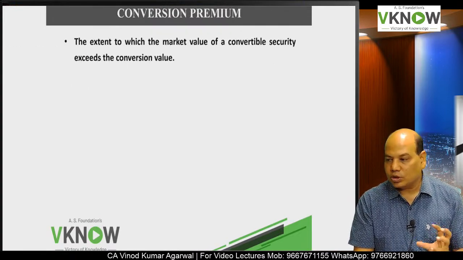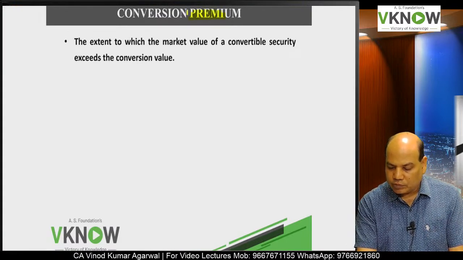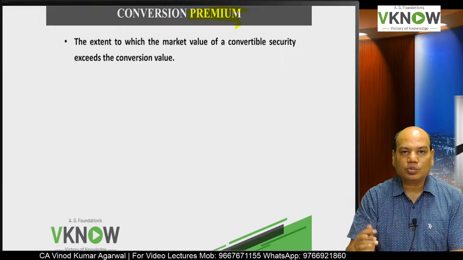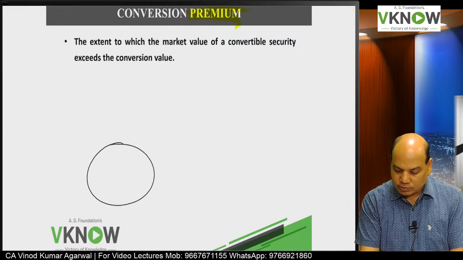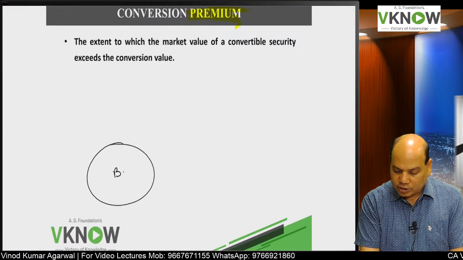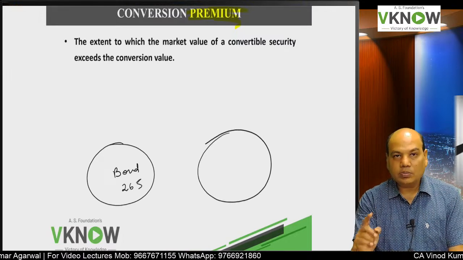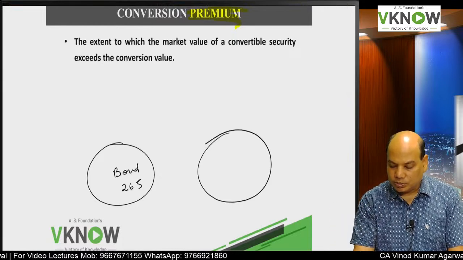Now comes conversion premium. What is the meaning of the word premium? Premium means you are paying something more as compared to others. You can buy a convertible bond for 265. One bond is convertible into 20 shares. Each share is of 12 rupees.